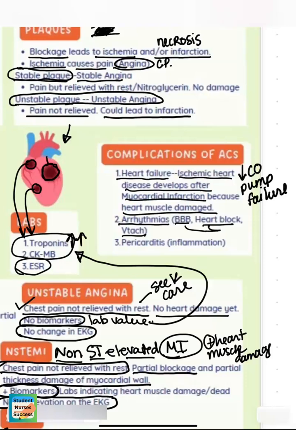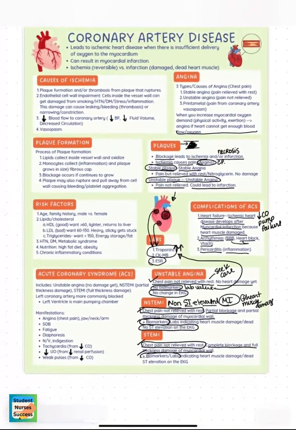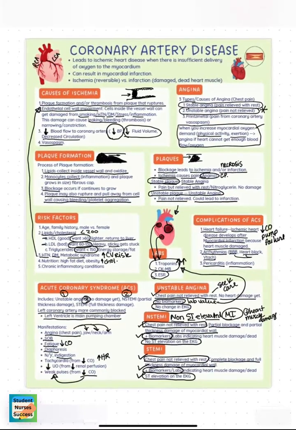And then the other complication of acute coronary syndrome is pericarditis, or inflammation of the heart post damage. And there you go. Pretty complicated, but I think you can kind of sift through the information here.